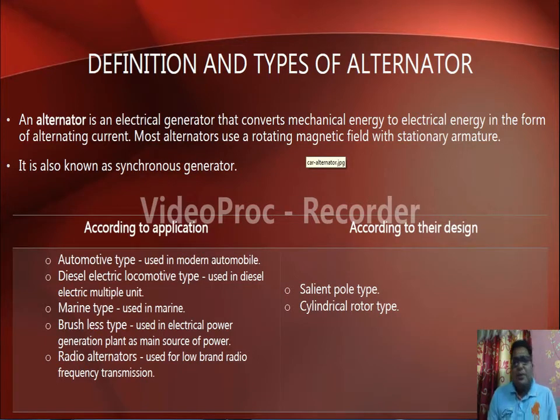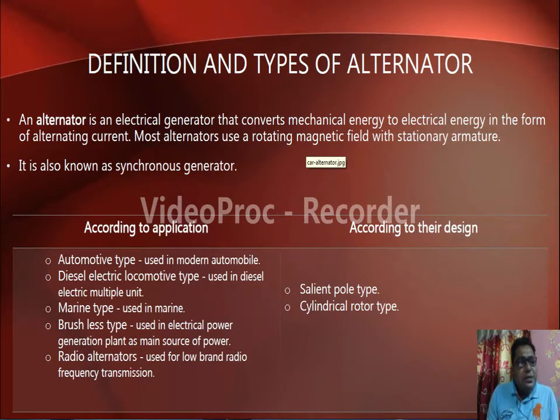Let us see the applications of the alternator and the design aspects, that is, the types of alternator as per design aspect. According to application, there is the automotive type, used in modern automobiles. Nowadays they talk about automation, and where we need automation, we use this alternator. Alternators can be small or larger, both cases are possible. That's why alternators are used nowadays.